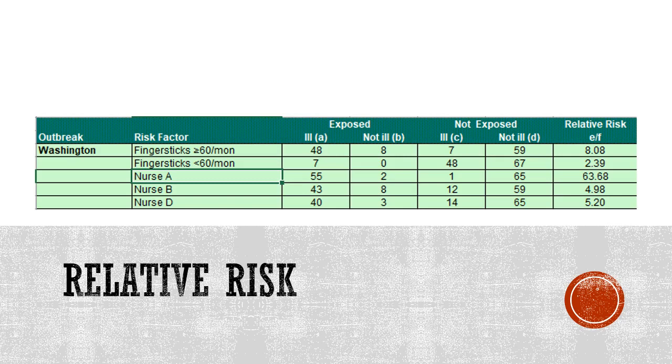When compared to the other risk factors, treatment from nurse A was significantly larger than the rest. As you can see, it's 63.68. These results indicate that nurse A was the source of the outbreak.